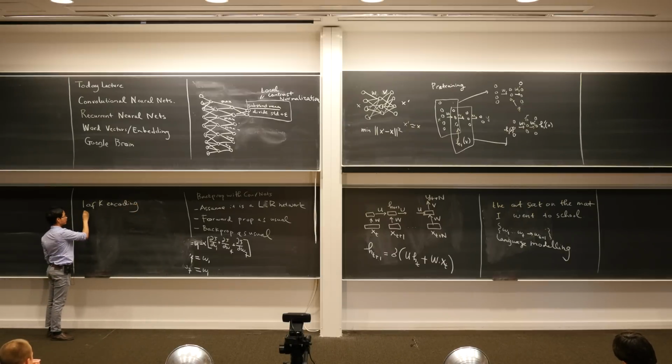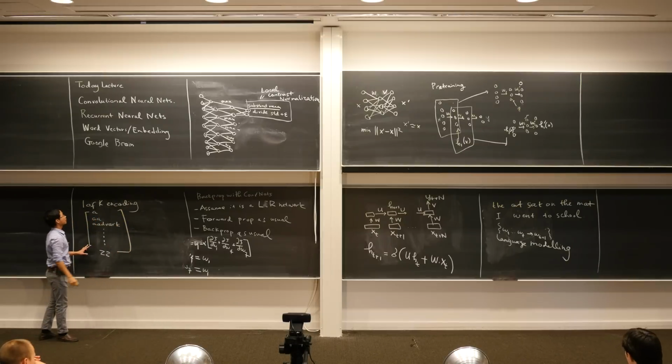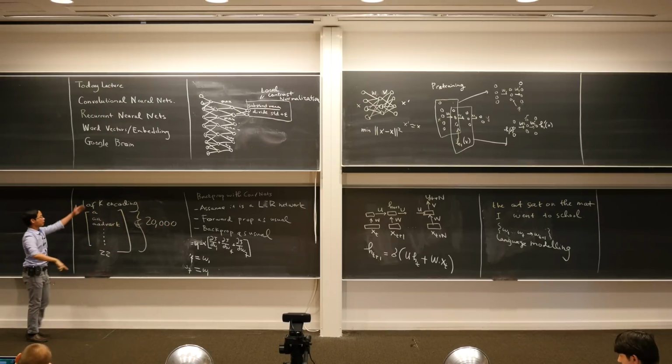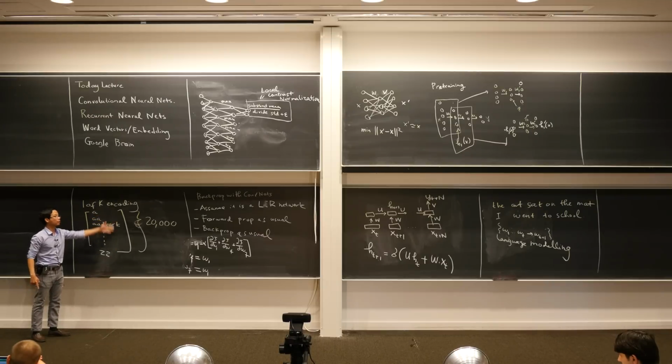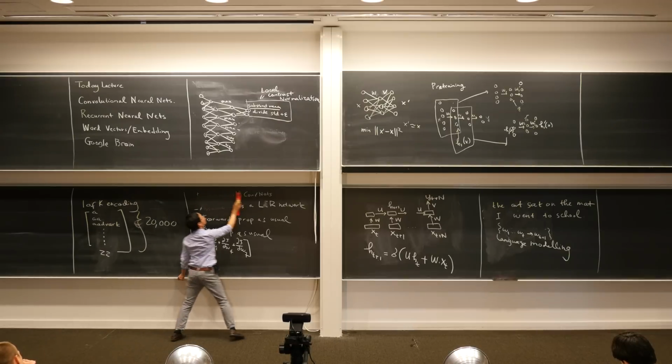So 1 of K encoding works the following. You take your dictionary, English dictionary maybe, and then sort all the words, from aardvark to zz, right? So maybe this is a 20,000 dimensional vector or something like that, right? So let's suppose in your dictionary you end up with 20,000 words, right? Now, in order to convert one of the words to a vector, you can do the following trick.